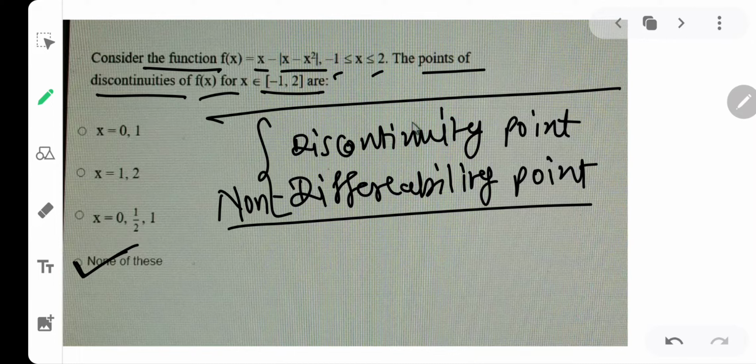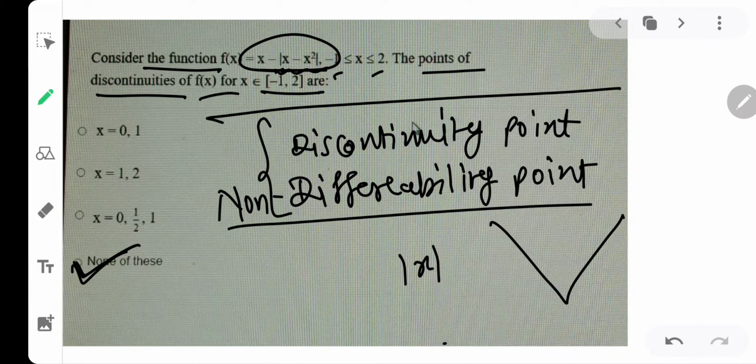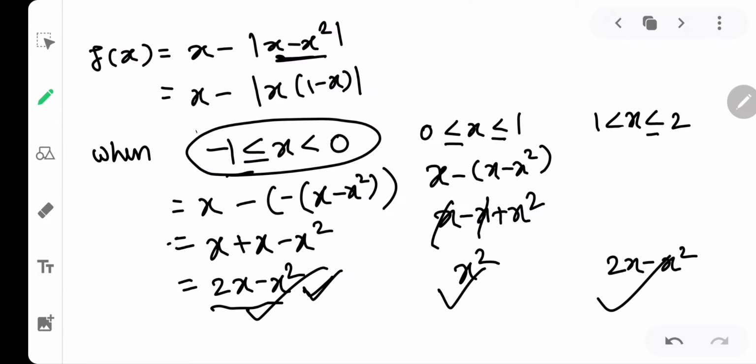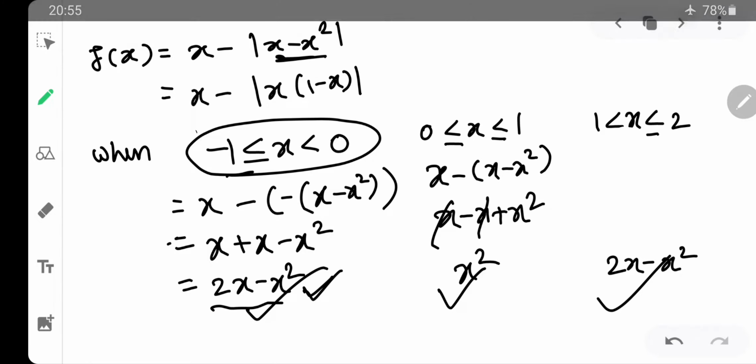Now I can teach you in this manner also: the mod function is always continuous. That means this function is never going to be discontinuous. I would have directly marked option D for that, because the mod x function is always continuous. No matter how many changes you make, it will always be continuous, right? But I had to teach you the actual concept behind it. That is why I went through so much of the conceptual part.